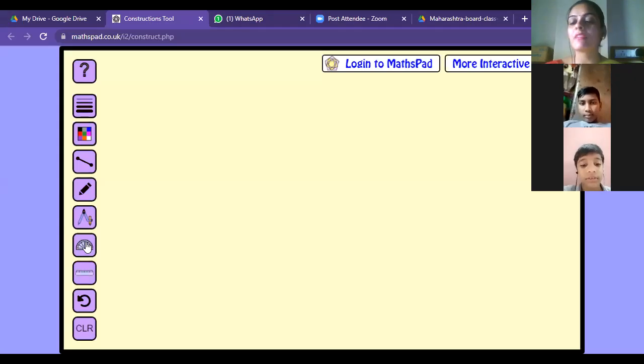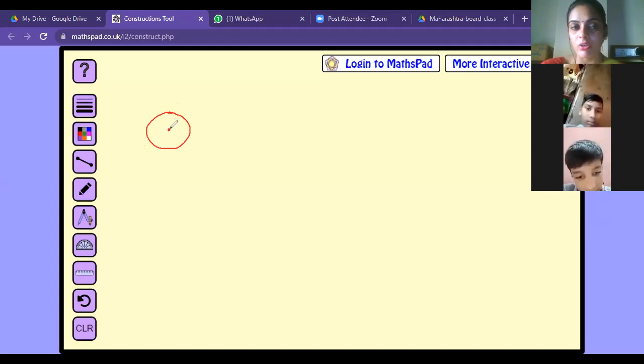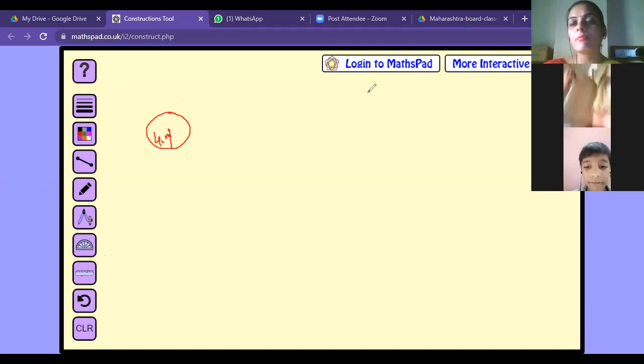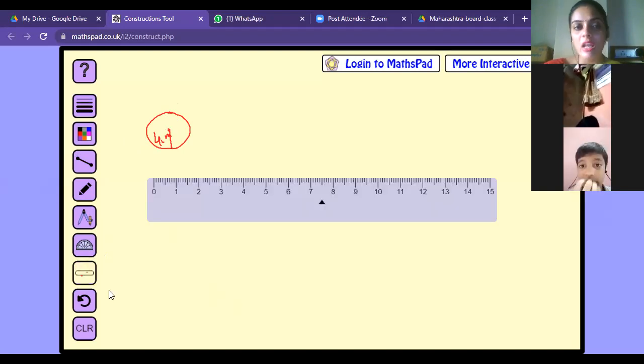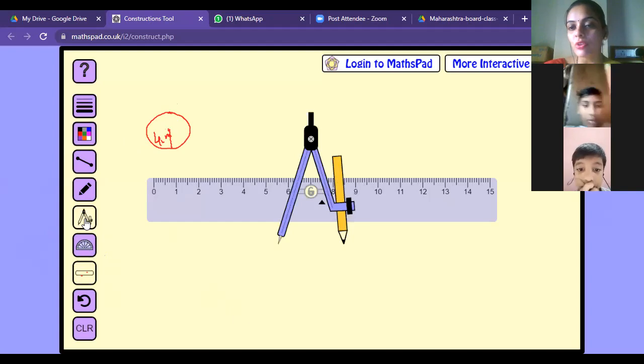For example, I'm just drawing a rough diagram. It is asked to draw a circle of 4 centimeter. So how will we draw 4 centimeter? The 4 centimeter radius of the circle is given. So what will we do? We will take a scale, right? This is our scale. Okay. This way we have to take our compass.